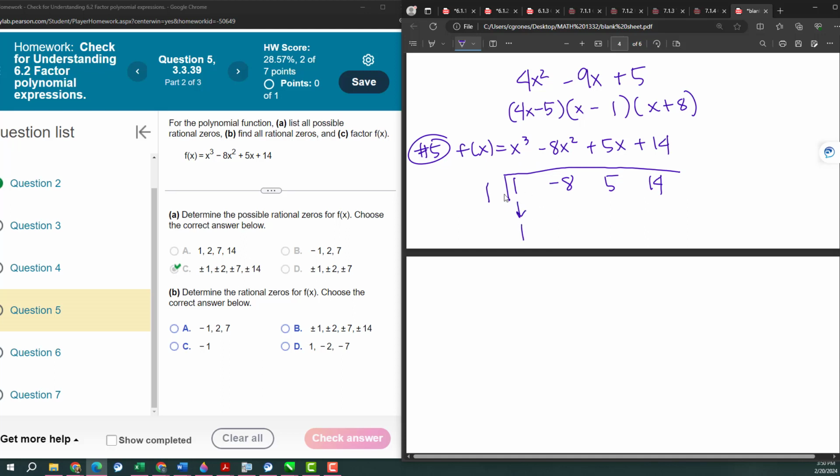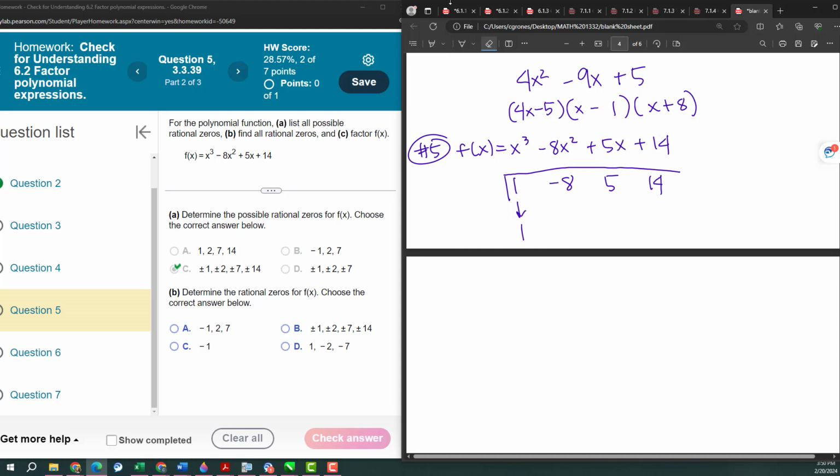So bring the 1 down. 1 times 1 is 1. And then negative 8 gives us negative 7. Negative 7 times 1 is negative 7. Add it to the 5 gives us negative 2. And so I can see that our remainder is not going to be 0. So positive 1 is not it.